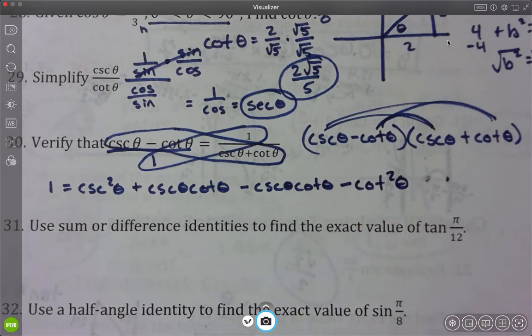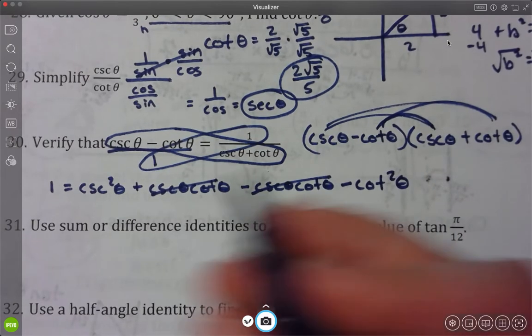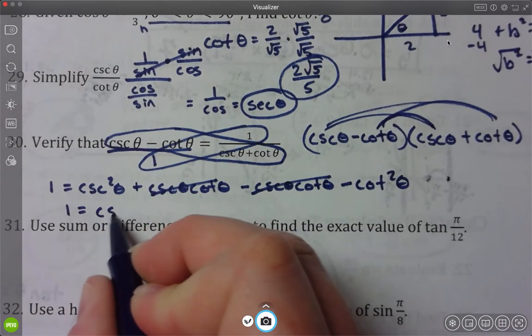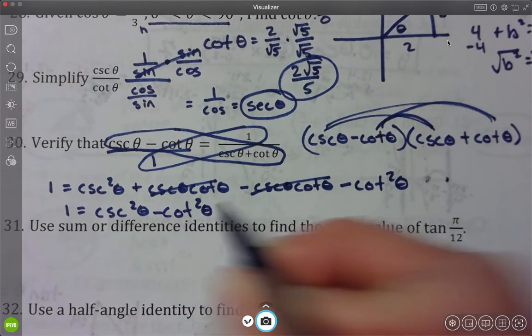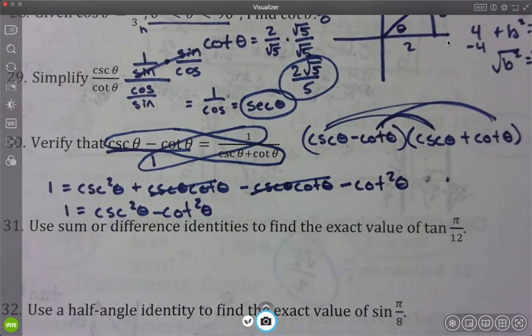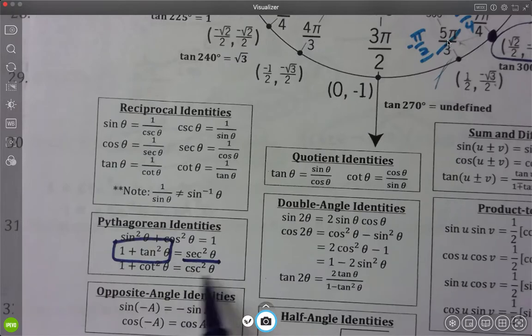So what I notice here is that this guy and this guy cross each other off, and so I just have 1 equals cosecant squared theta minus cotangent squared theta. Now I have a Pythagorean identity that says 1 plus cotangent squared theta equals cosecant squared theta.